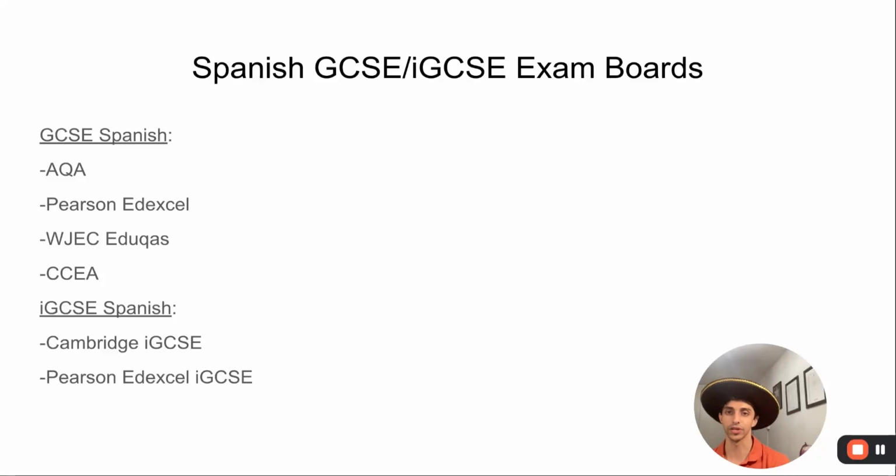So this is a look at the Spanish GCSE and iGCSE exam boards. As of August 2025, there are 4 exam boards for GCSE Spanish and 2 for iGCSE Spanish. You should recognize your own exam board here. Of course, every student will do just one exam board, and there are slight differences between different exam boards. Pearson Edexcel iGCSE, for example, is still the only exam board that has a combined reading and writing paper. So they do not have separate papers for reading and writing for those 2 skills. But that is the only exam board to do that.